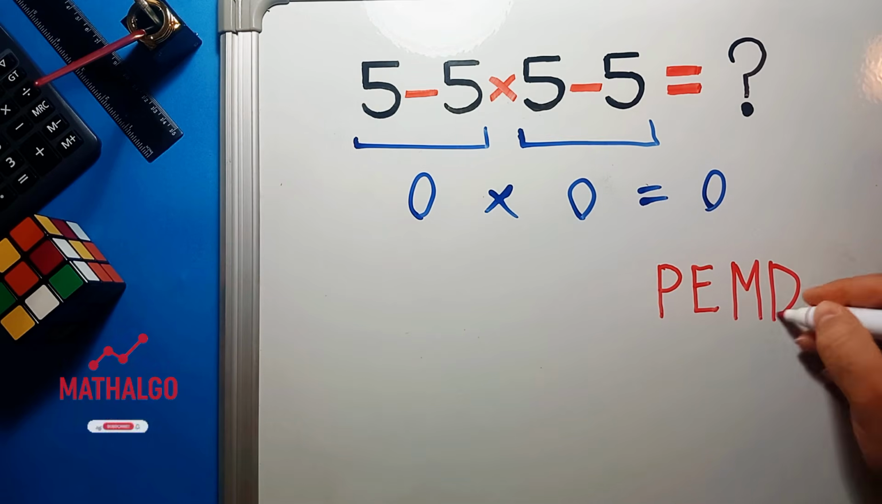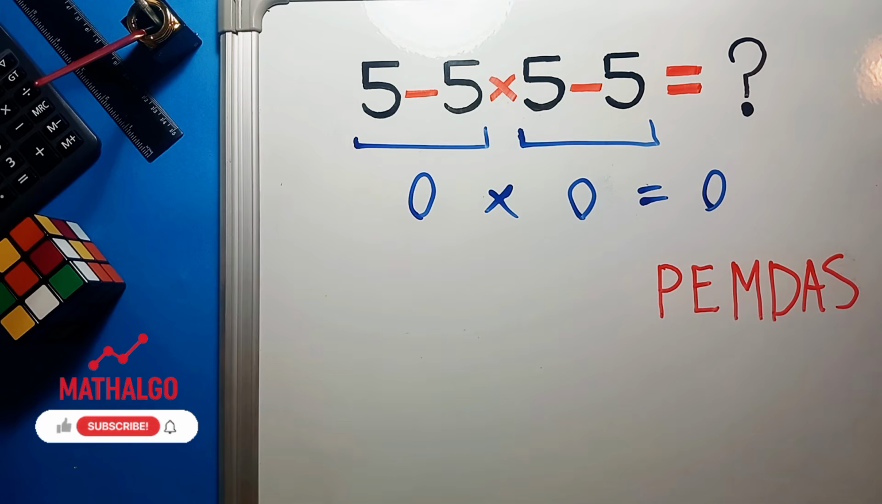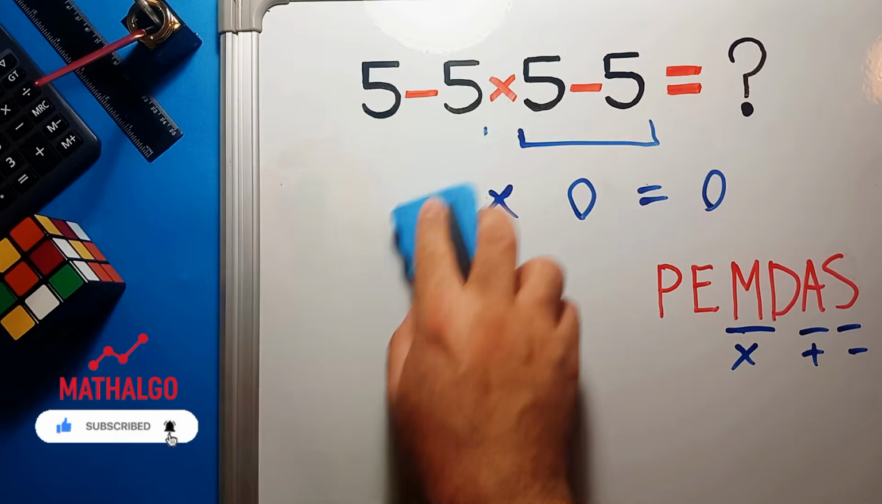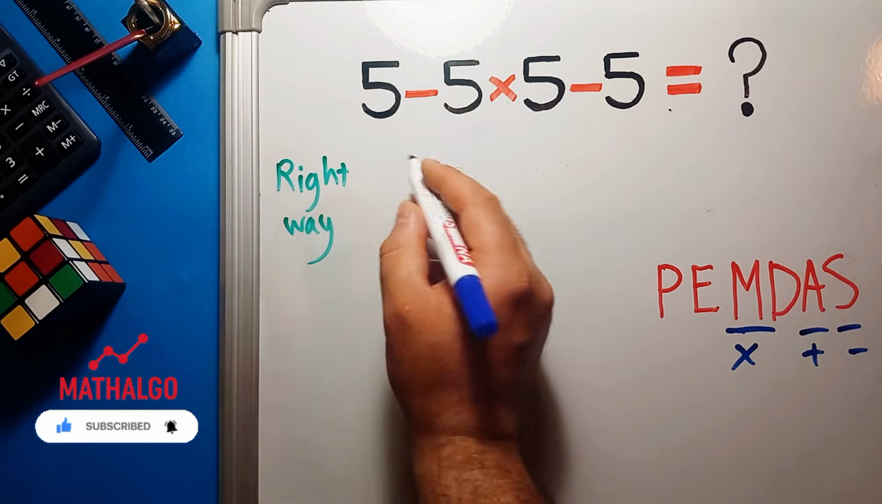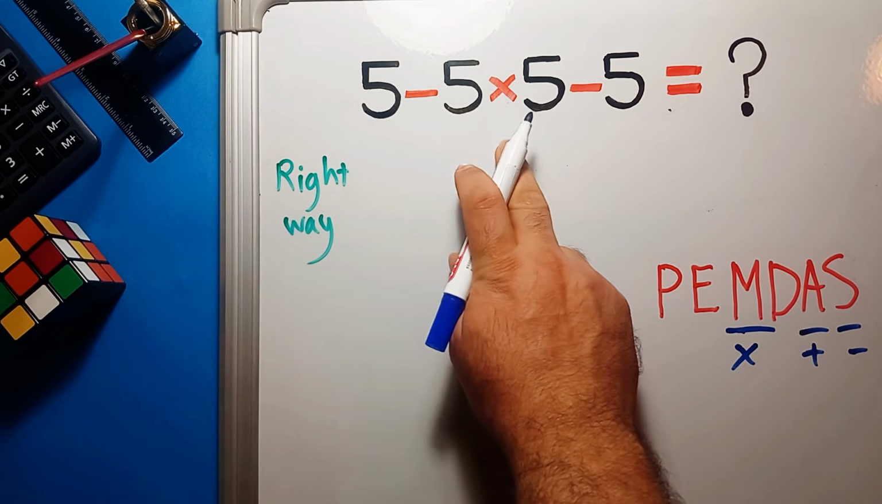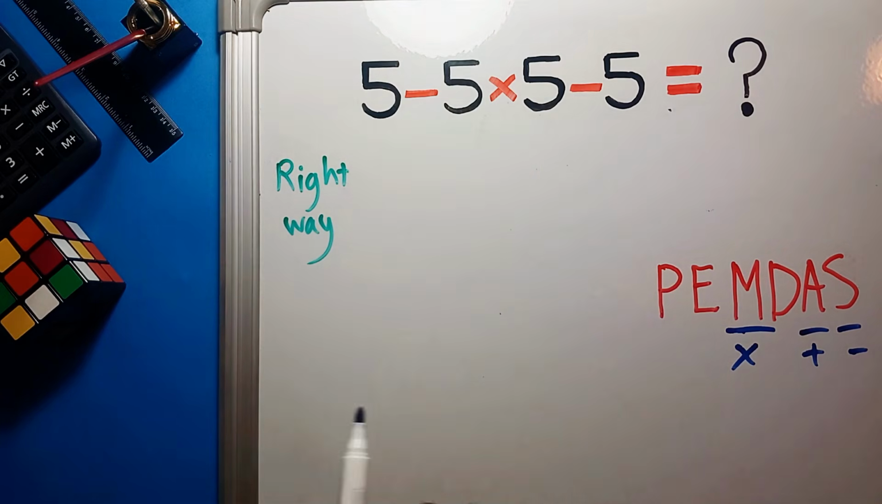This is where PEMDAS matters. Multiplication always comes before addition and subtraction, so you are not allowed to subtract first. Let's do it the right way. The expression is 5 minus 5 times 5 minus 5.